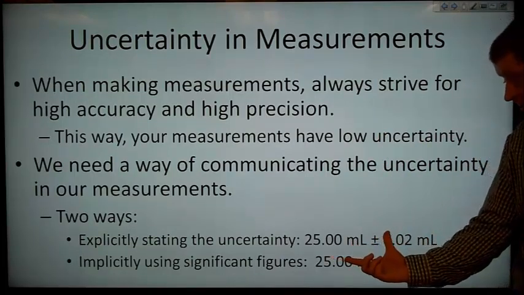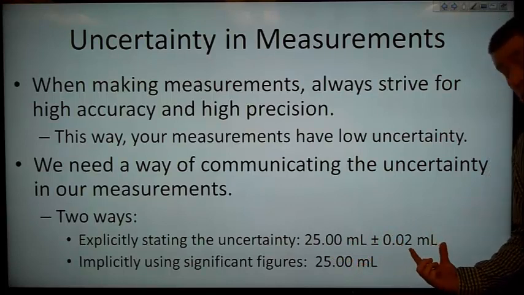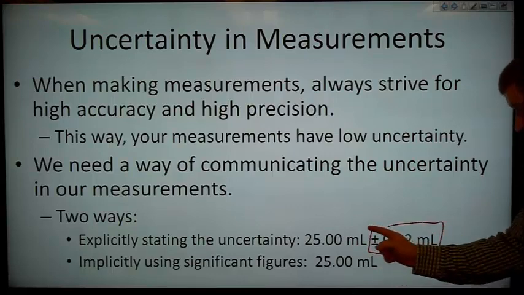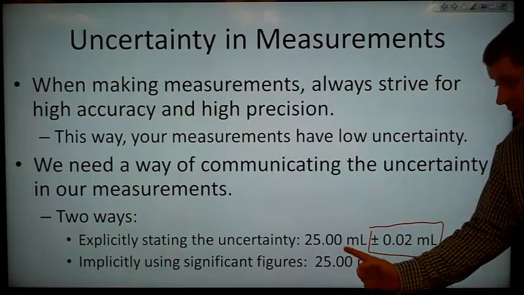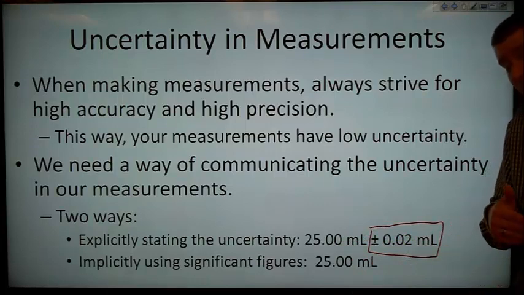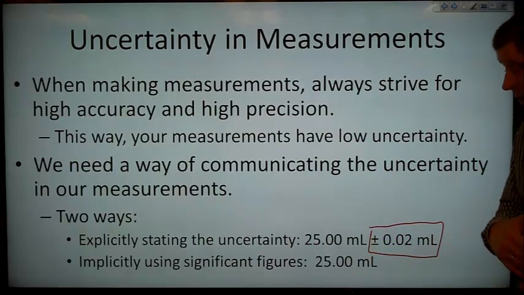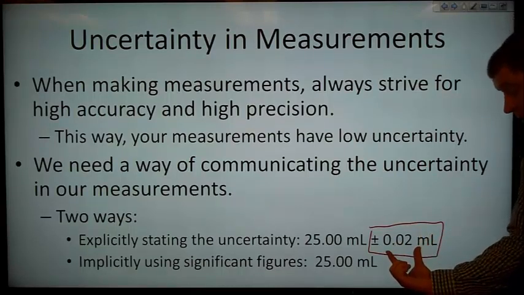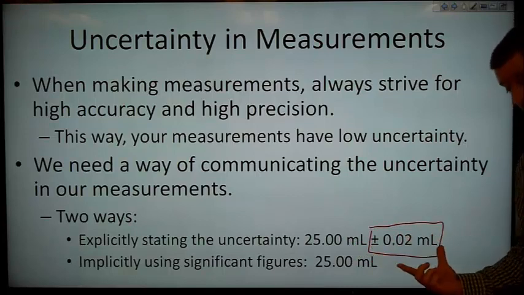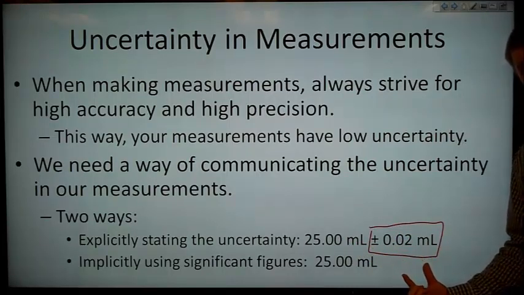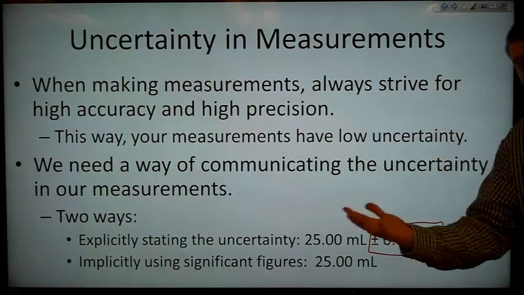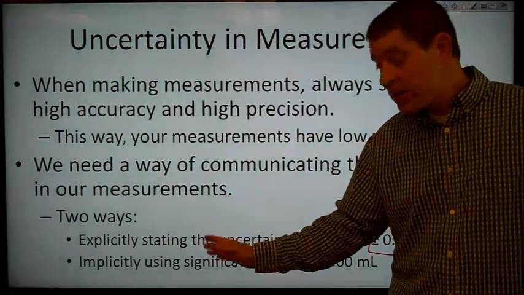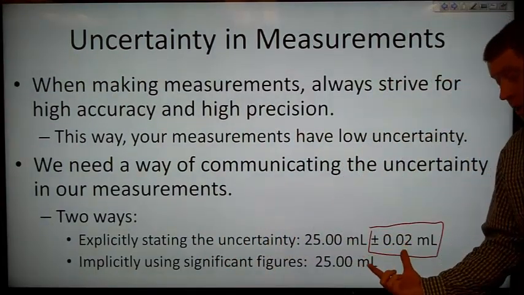Let's say it's 25.00 milliliters plus or minus 0.02 milliliters. Right? We've explicitly stated our uncertainty is the plus or minus 0.02 milliliters. We don't really know that it's 25.00, maybe it's 25.01, 25.02, maybe it's 24.99, 24.98, but we're fairly certain that it's 25.00 plus or minus 0.02 milliliters. We're pretty sure that it's not outside that range. So that's one way, explicitly. The other way is implicitly, using significant figures.